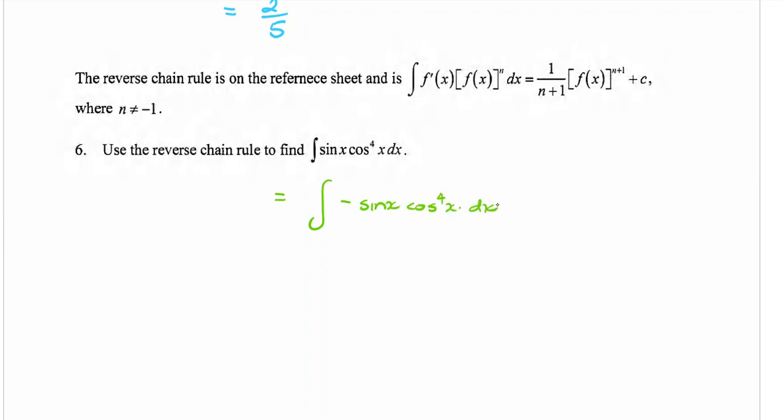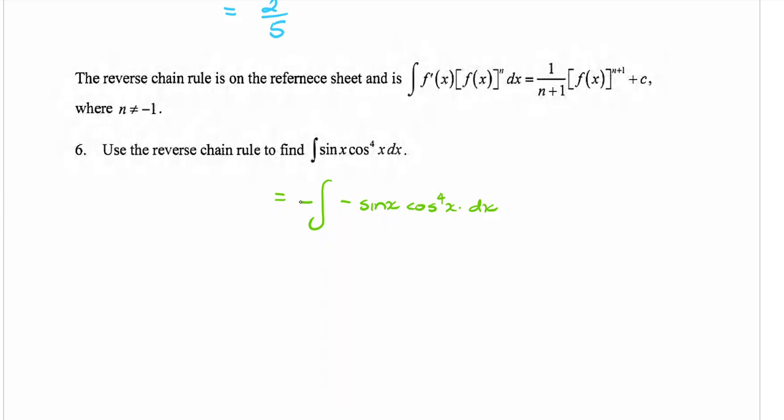So I'm going to rewrite this to be negative sine x cos to the power of 4x, so that I have my derivative in front of my function. Of course, if I add a minus in, I've got to compensate for it, put a minus at the front, and make sure it's the same as the original. Okay, but this part is now ready to do my reverse chain rule. So if it's in the right form, which it now is, all I need to do is take my function, which is the cos x, add 1 to the power, and divide by that power.